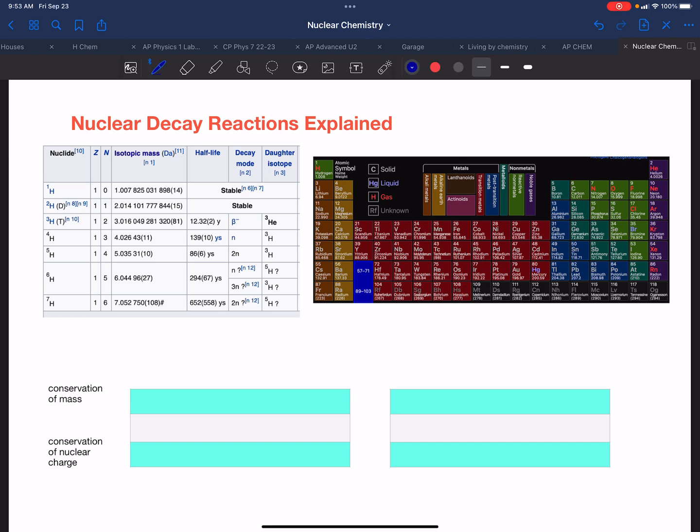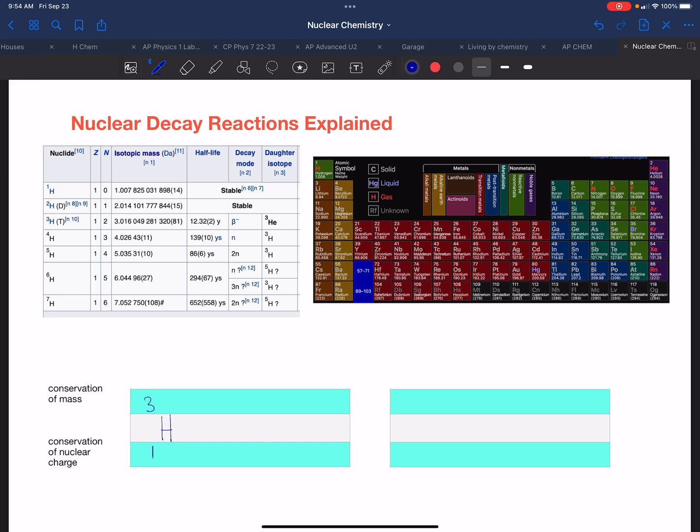So the way we can write the reaction is we could start out with the parent product. And so let's do hydrogen 3. So we have hydrogen here. It is hydrogen 3. And since it's hydrogen, it has 1 in the nucleus, plus 1 charge.